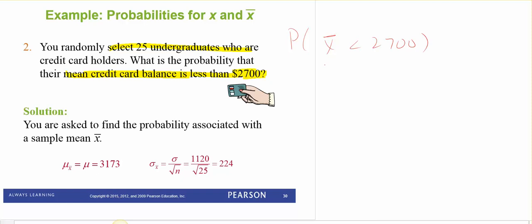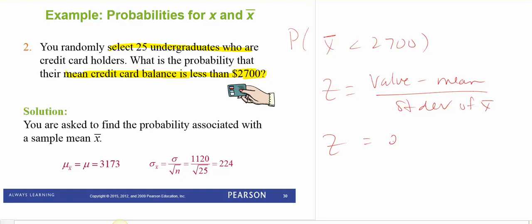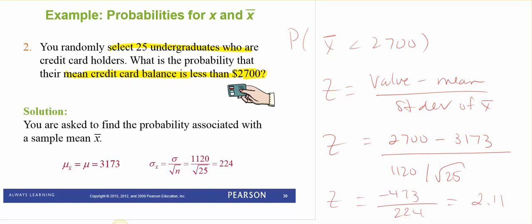Okay? And so in order to calculate the z-score for X bar, you still take the value you care about minus the mean divided by the standard deviation, but it's the standard deviation of X bar, okay? So the value you care about is the 2,700. The mean was 3,173, and the standard deviation was 1120. But the standard deviation of X bar is 1120 divided by the square root of 25. And so your z-score then is what?